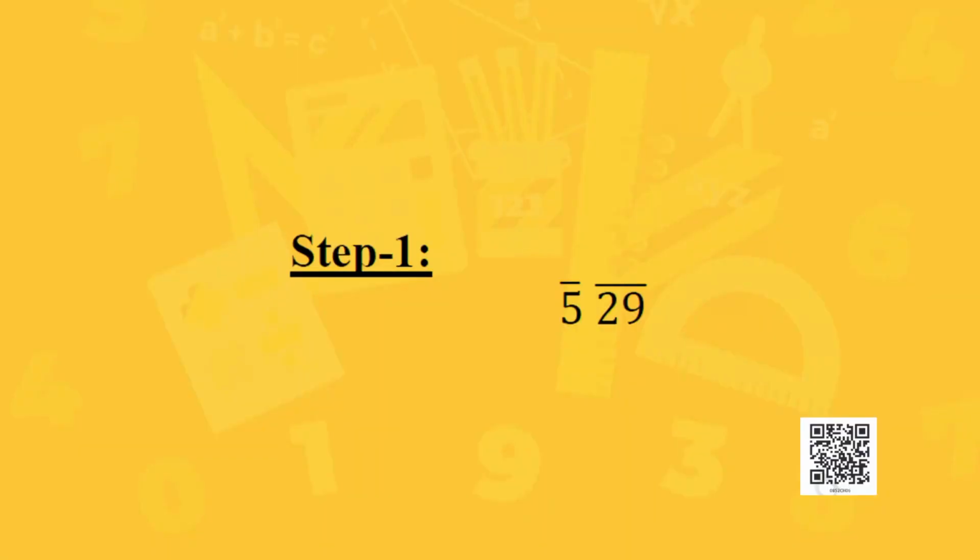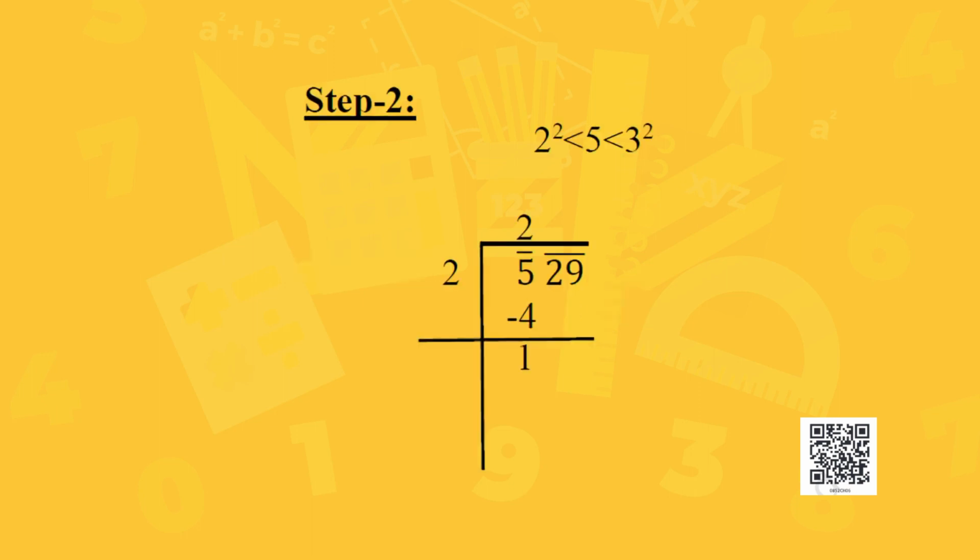In step 1, place a bar over every pair of digits starting from the ones place. In our example, 529, start from the ones place and make a pair of every 2 digits. The first pair will be 29, and since we are left with only 1 digit, we put a bar on 5. In the second step, find the largest number whose square is less than or equal to the number under the extreme left bar.